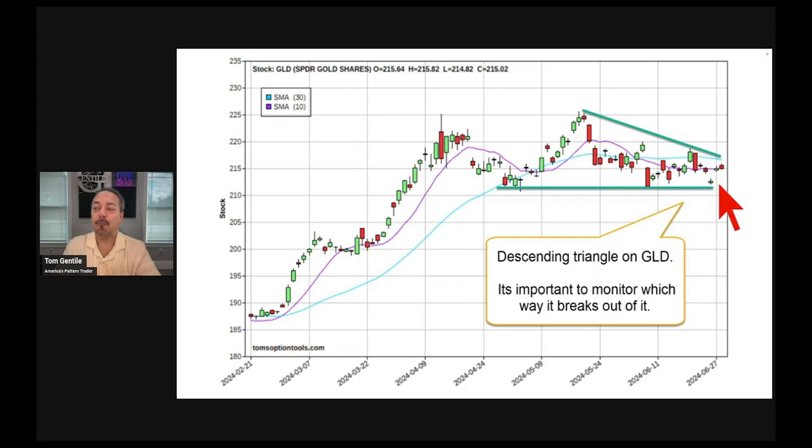It's important to monitor which way it breaks out. It could break to the upside, and this could be what's called a bullish flag, or it could break to the downside out of this descending triangle. Time will tell where this is likely to go, but what I'm seeing right now is that the long-term chart and the short-term charts are not agreeing with GLD.